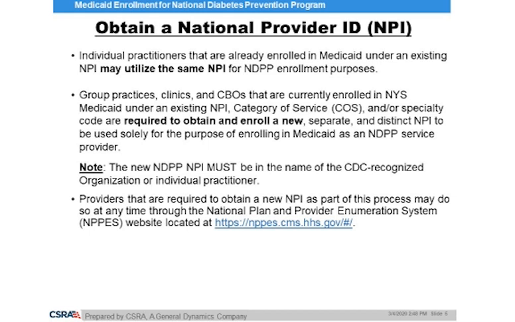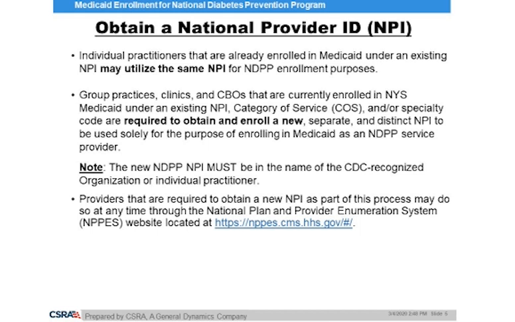They're the only practitioner type that are able to do that. All other practitioner types, group practice, clinics, again, those are the Article 28s in New York State, or just clinics in the contiguous states, and community-based organizations, they're required to enroll in Medicaid under a new NPI. So that policy holds even if you are currently enrolled in Medicaid under an existing category of service or NPI or specialty code, you're still required to go out and obtain a new NPI, separate and distinct from enrollment in Medicaid as an NDPP service provider.